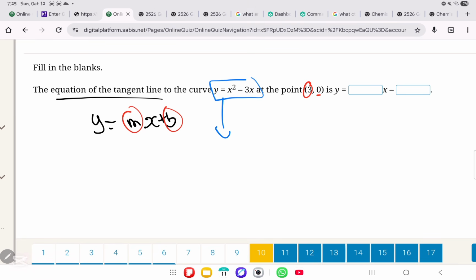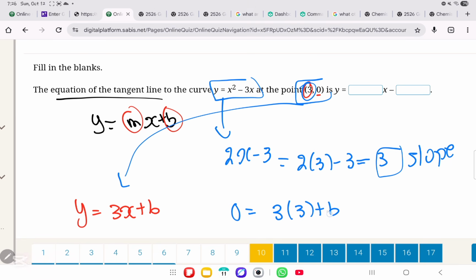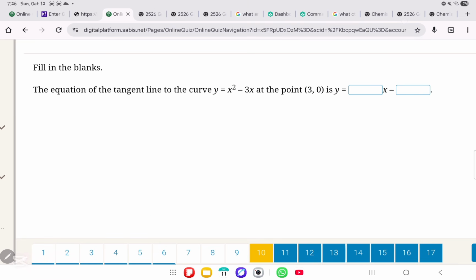We have a curve. In order to find the slope, we need to take the derivative, so it becomes 2x minus 3. We already have our point, it's 3. So it's going to be 2 times 3 minus 3, which is what? Which is 3. So now we have the value of our slope. So the equation is y equal 3x plus b. How do we find the value of b? You just substitute x and y. So 0 is equal to 3 times 3 plus b. So that means b is going to be equal to what? B is going to be equal to minus 9. So the equation of the tangent line is what? Is y equals 3x minus 9.